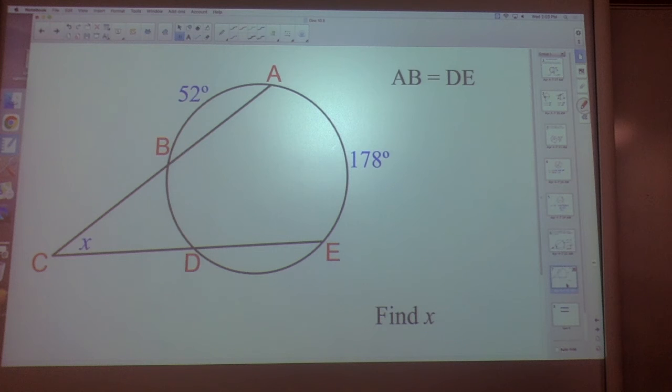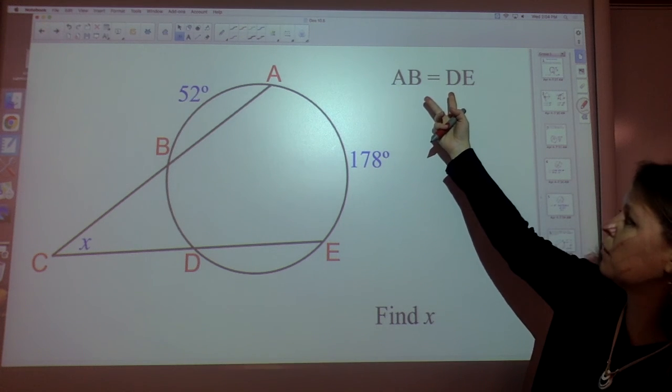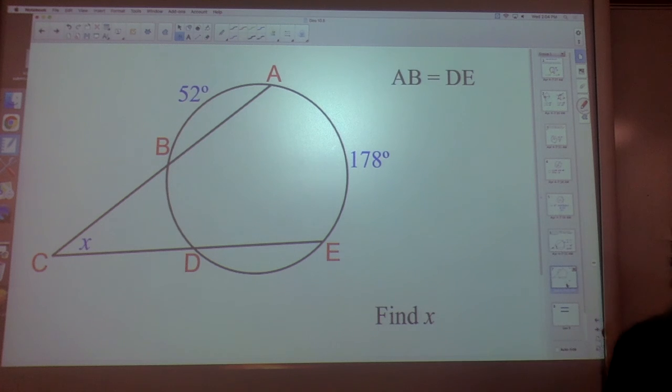Do yourself a favor. Pause this, draw it, get it all set up. See if you can find x on your own. They're telling you up here that the measure from A to B is the same as D to E. Those are the same size. All right, go.